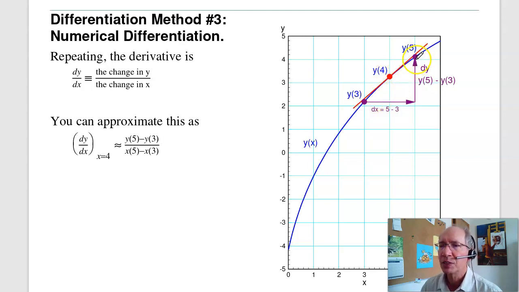The change in y is y of 5 minus y of 3. Change in x is 5 minus 3, 2. So the slope is dy over dx, y of 5 minus y of 3 over x of 5 minus x of 3. That's a numerical way to find the derivative, and it's not exact. But as the spacing gets tighter and tighter, it gets more and more accurate.